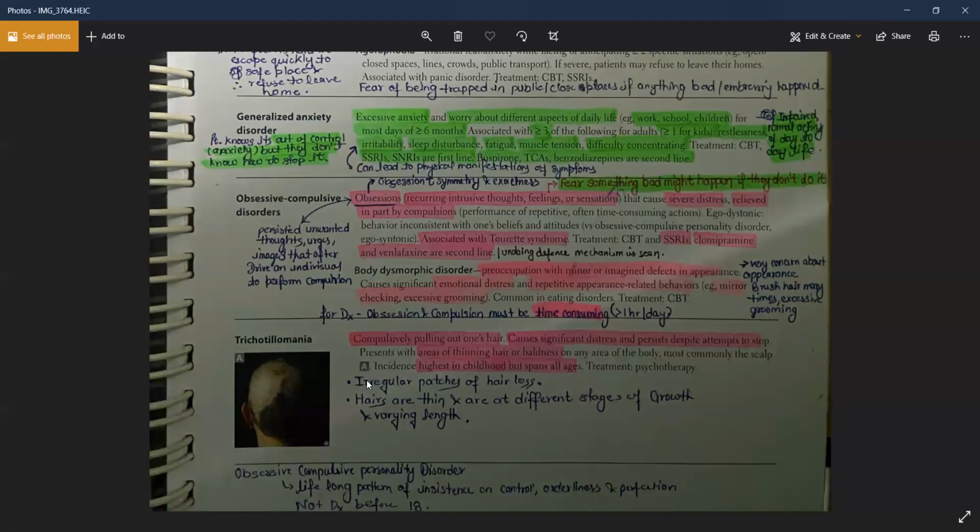Okay, any doubt on trichotillomania? No, thank you.